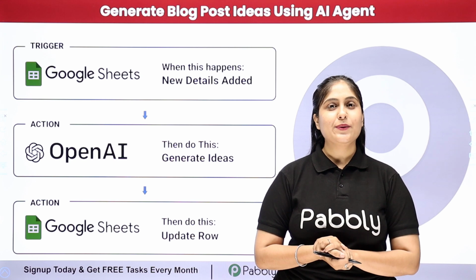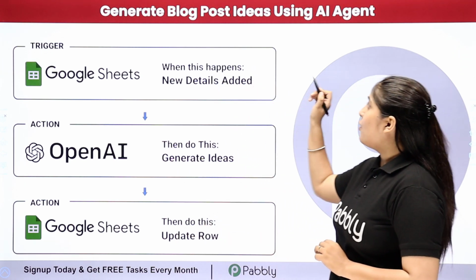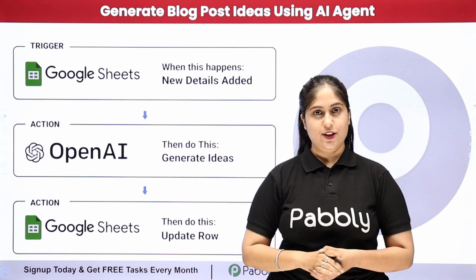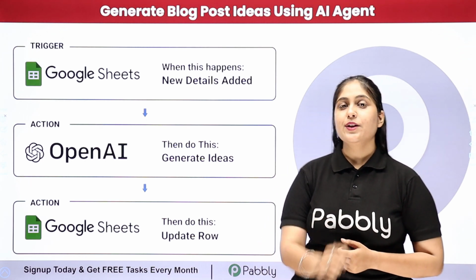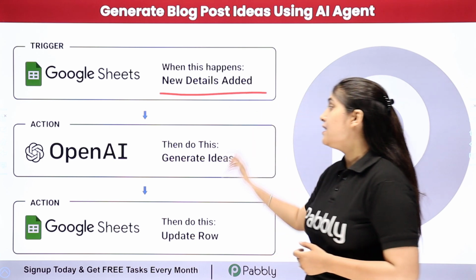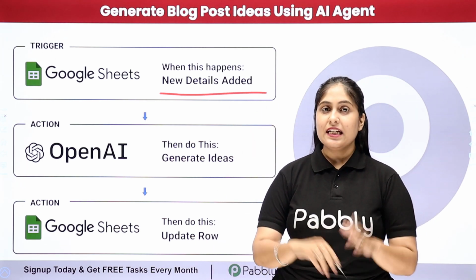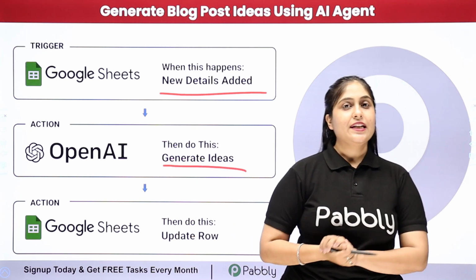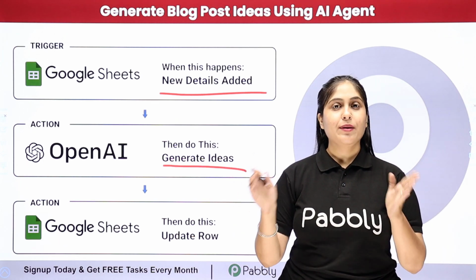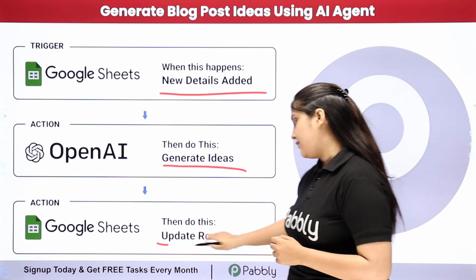In this video we are going to understand how to generate blog post ideas using AI agent. So as a content creator, my objective is that whenever I'm going to add a new detail in my Google Sheets, then automatically using the details, OpenAI should generate the blog post ideas. And after generating the ideas, automatically that should be updated in my Google Sheet under a specific column.